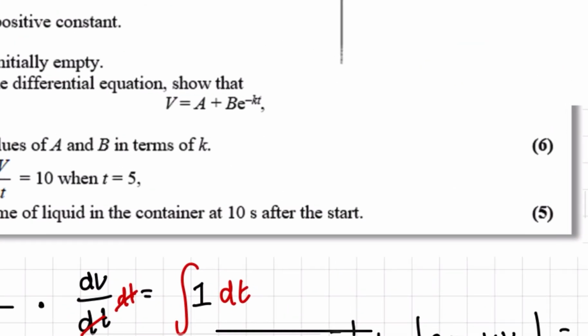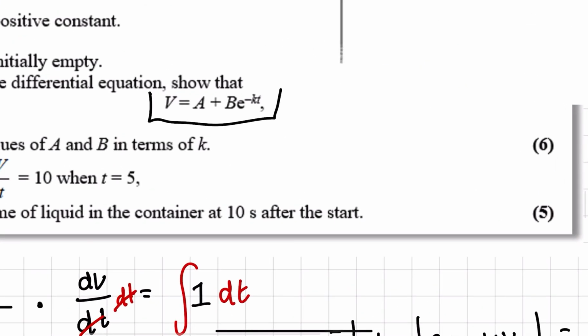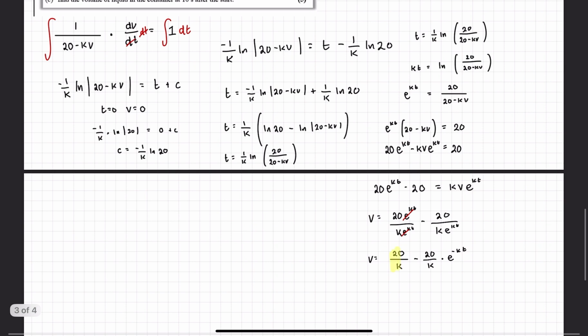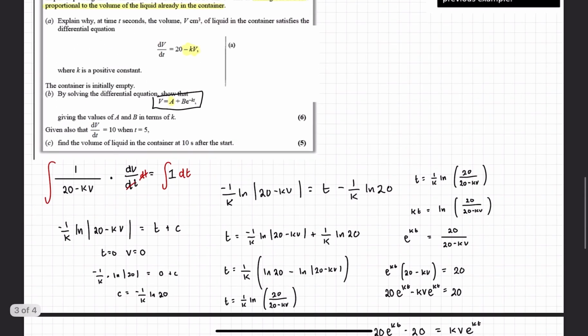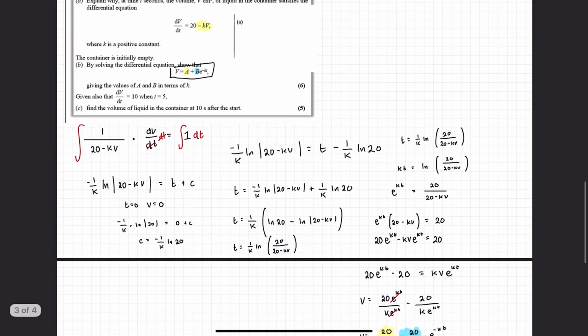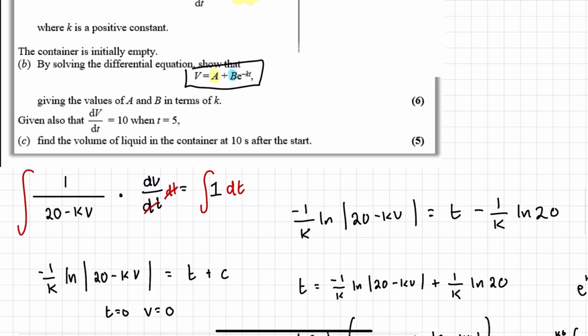Is that what we wanted? Yeah, fantastic. So we've got it in the form there. So a here is 20 over k, and the b part here is minus 20 over k. Fantastic. Okay, last bit on the home state.